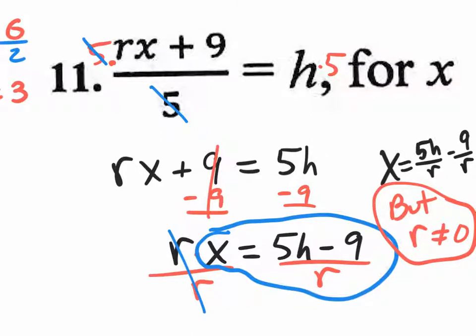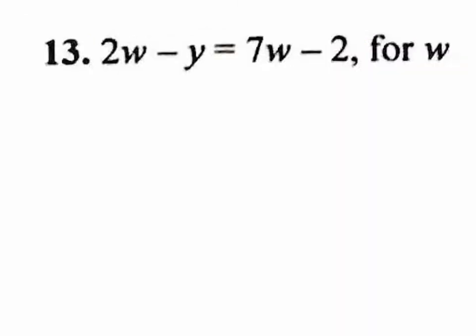Number 13. Right here on this one, we are solving for w. And where's the w at? The left side or the right side? What do you guys say? It's on both sides. It's right here and here. So w is on both sides. You definitely don't want w on both sides when you're solving for w. So you want to get w by itself on one side.